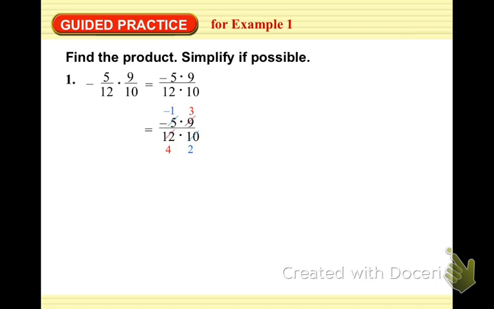So negative 5 divided by 5 is negative 1. 10 divided by 5 is 2. 9 divided by 3 is 3, and 12 divided by 3 is 4. And simply multiply negative 1 times 3 and 4 times 2 to get a negative 3/8.